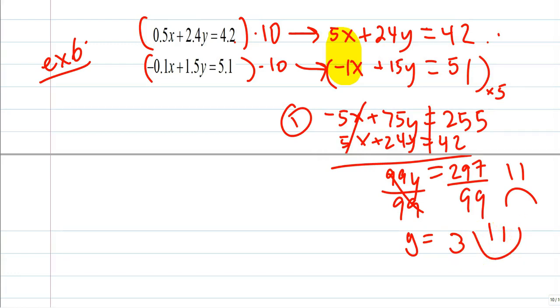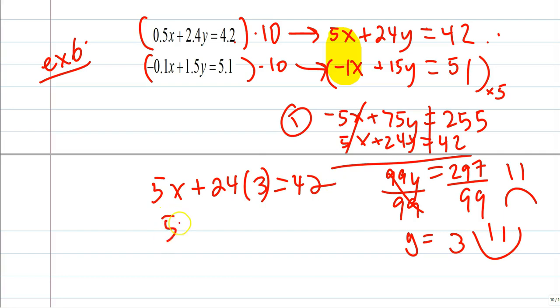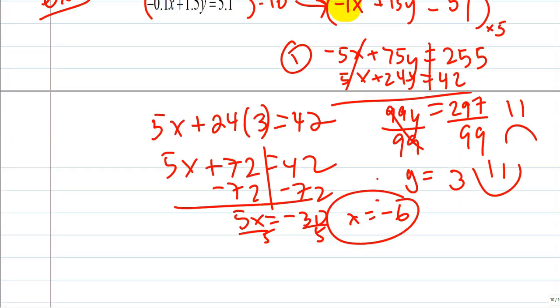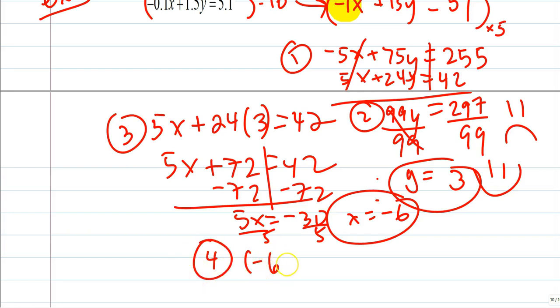What do I do with that 3? Plug it in. Where? Either one. I'm wanting to solve for x. I could choose the bottom one since it's a 1x. I think I'm going to choose the top one just because I like the x that is positive. What's y? So 5x plus 72 equals 42. Solving that, 5x equals negative 30, and x equals negative 6. So our solution, that was step 1, 2, this was step 3, step 4, write your answer, is negative 6, comma 3.